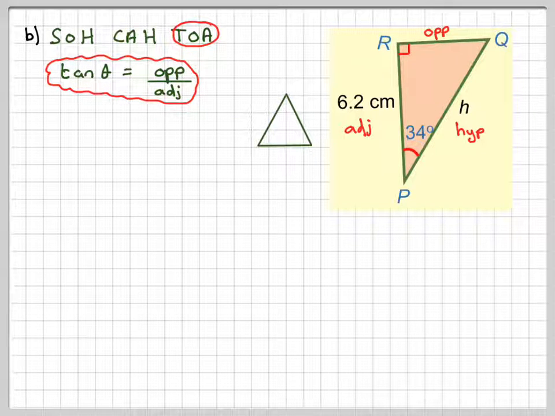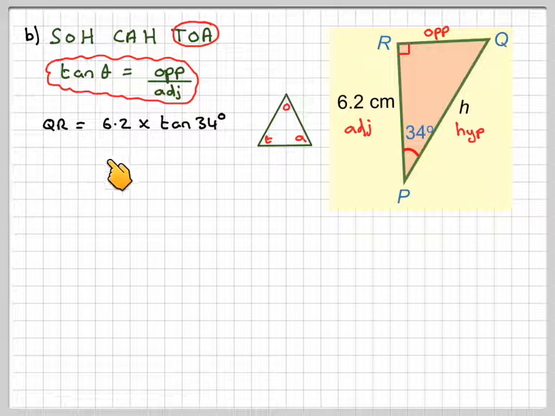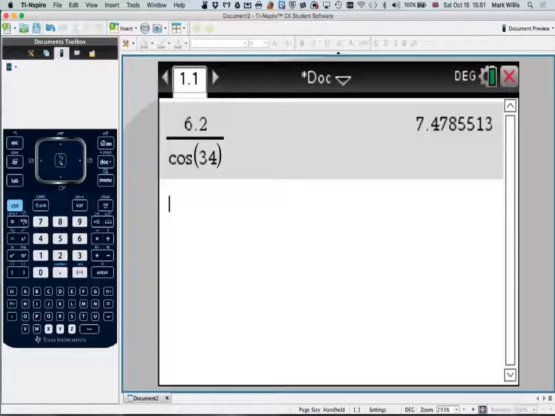Again, I'm going to write this in here. So tan is opposite over adjacent, and I want to find the opposite side, so the opposite side will be adjacent times tangent. So QR, the opposite side, will be equal to the adjacent side, which is 6.2, times tan 34. Going to my calculator, make sure you're in degree mode.